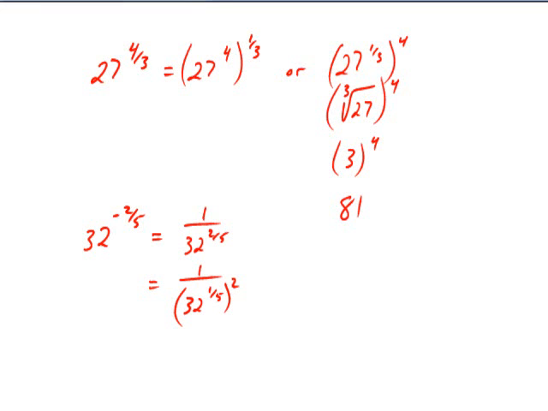I could have also written it as 32 squared all raised to the 1/5 power, but again that would give me a large number to work with, and I'm trying to do these mentally. 32 to the 1/5 is the fifth root of 32. Fifth root of 32 is 2. 2 squared is 4. So I have 1/4 as a final value of 32 to the negative 2/5 power.